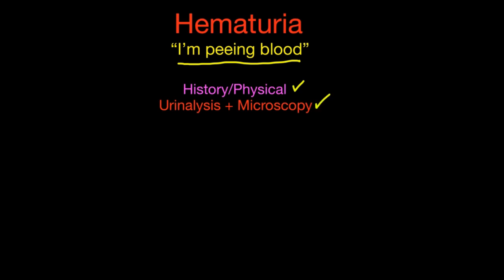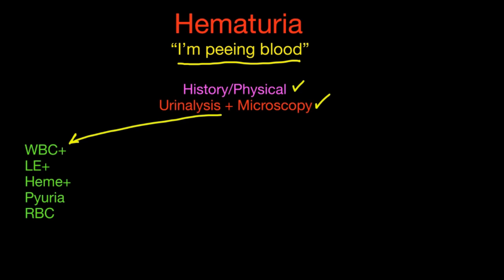So let's go through how we're going to interpret these. Okay, let's get this easy one out of the way. Let's say on history, the patient has irritative voiding symptoms, fever, dysuria, and they're complaining of hematuria, and the urinalysis shows white blood cells, positive for leukocyte esterase, as well as pyuria, and maybe a little bit of hematuria. So this patient probably has a UTI, and for this patient, you want to order a urine culture.